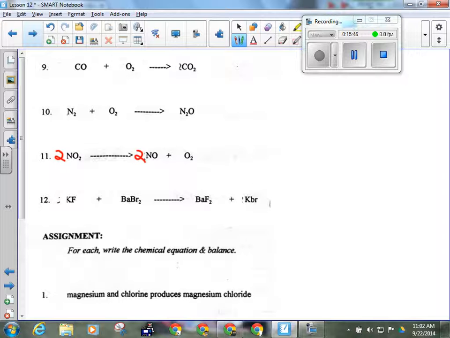Okay, so now I've got 2 nitrogens over here, 2 nitrogens over here. How many oxygens on the reactant side? 4. Okay, and 2 here plus 2 more is 4. Balanced now? All right, so anytime you run into that odd-even problem, okay, double the thing that's odd, right? And then it'll probably work out from there. Right, that's your best bet.